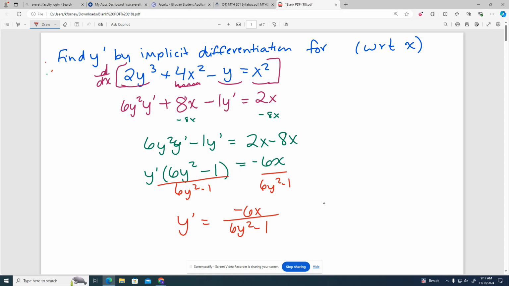And that was actually number 4 from the homework. Because I know you all did your homework over the weekend. So I just wanted to make sure we go over that one.